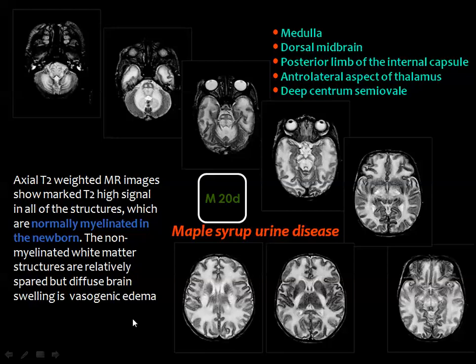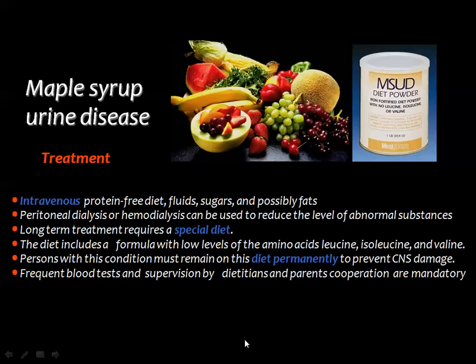While the unmyelinated white matter will normally appear of high signal due to the increased water content, as I have mentioned before. This lesion is treated by an intravenous protein-free diet and plenty of fluids, sugars, and maybe some fat. This diet should be applied for life, and this will need some supervision by dietitians, and the parents' cooperation is mandatory in order to prevent CNS damage if the patient does not stick to the dietary treatment.